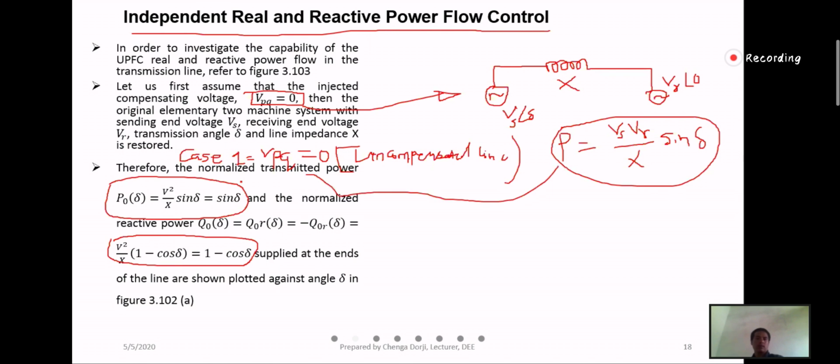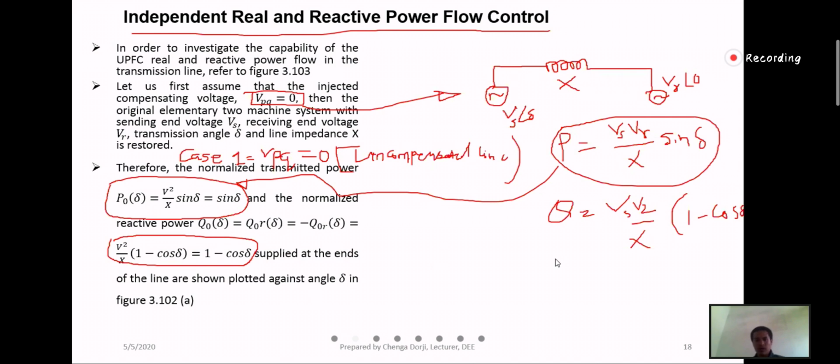So here it is given, which is equivalent to this, and then Q is given by VS VR by X, 1 minus cos delta. So this is the thing. So in case one, without compensation. So this is without compensation. Okay, so without compensation you have that.